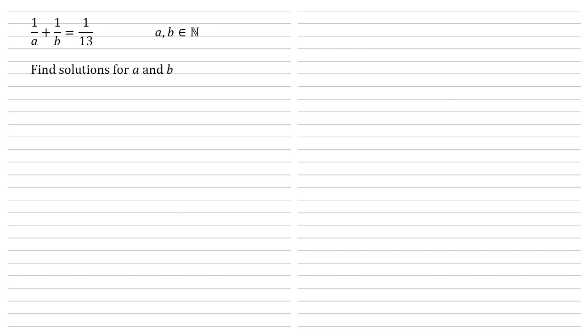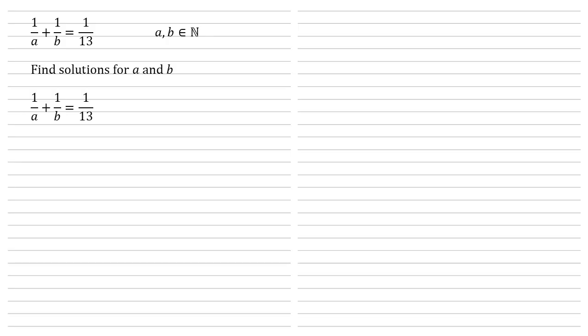In this problem, we are told that 1 over a plus 1 over b is equal to 1 over 13, where a and b are in the natural numbers, and we need to find solutions for a and b. So starting off with our equation, first thing I would notice here is that we've got fractions. So let's try and get rid of these.